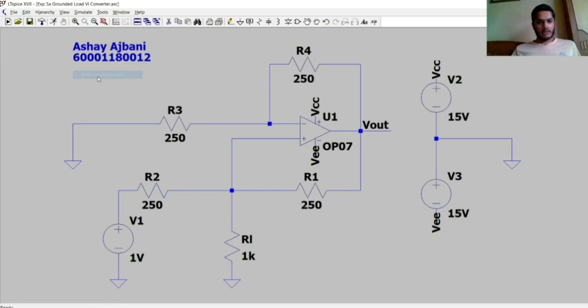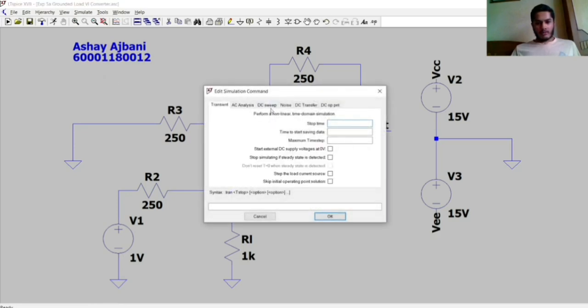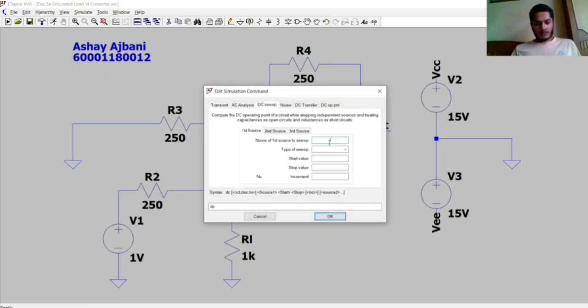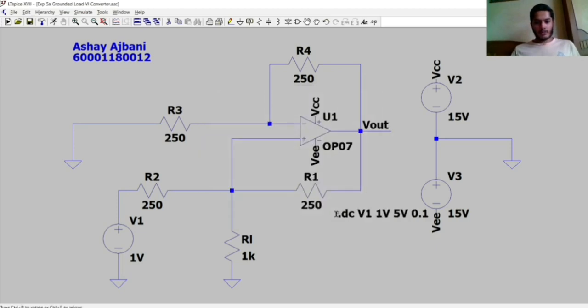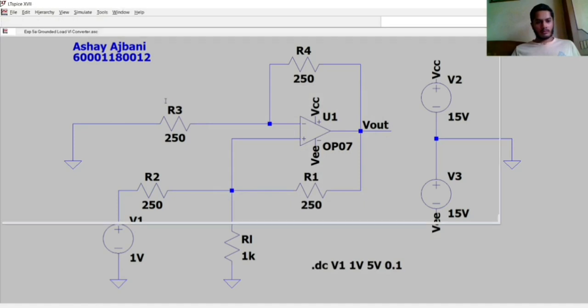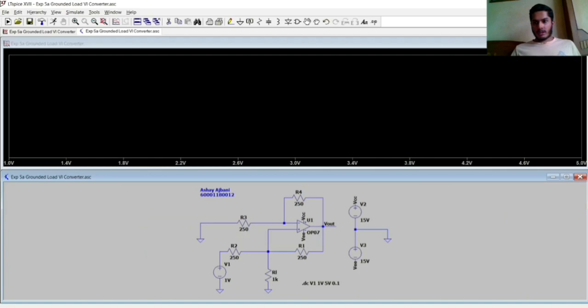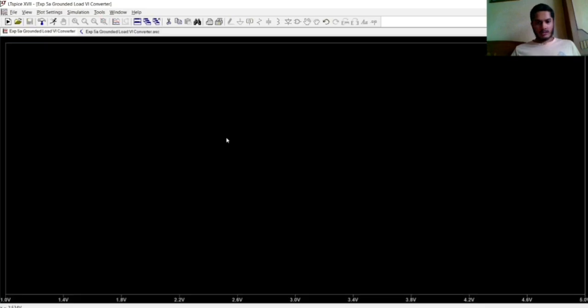For that, we'll go to edit simulation. We'll select DC sweep, and the voltage source will be V1. Type of sweep will be linear. We'll start with 1 volt and end at 5 volts. Increment will be 0.1. Okay, and we'll run the simulation. Maximize the window, and we'll add the trace as the load current.